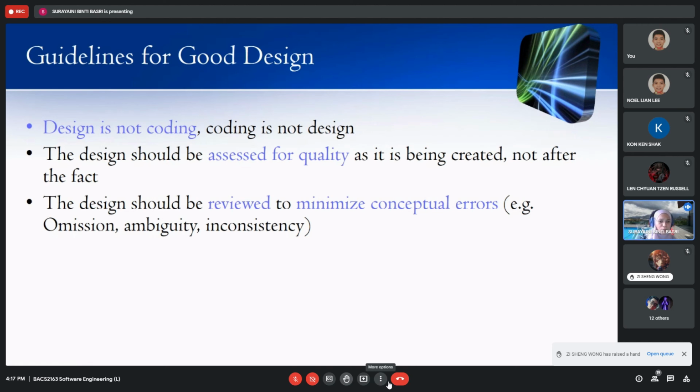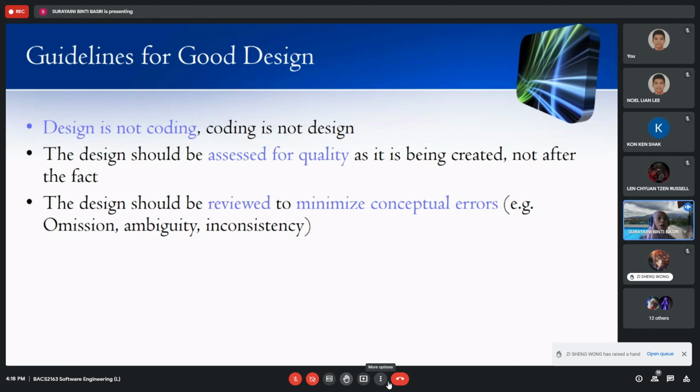So if your document has that kind of term or requirement, it is very subjective, it is not specific. That kind of error needs to be reviewed, which is why all of your documents and all of your designs should be reviewed to minimize that conceptual error.